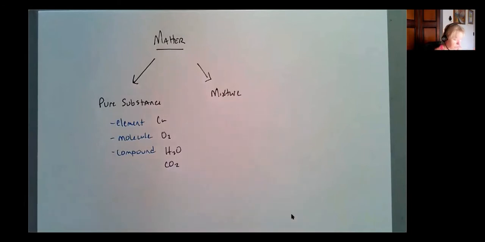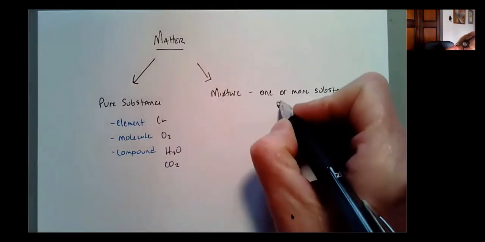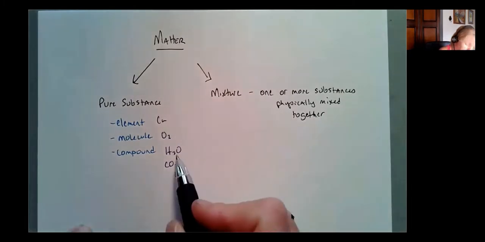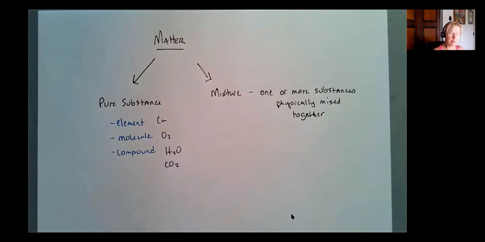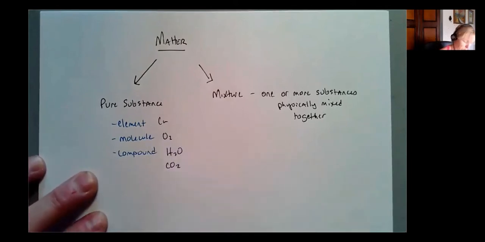A mixture is one or more substances that are physically mixed together. The difference between a mixture and, say, a compound is that in a compound they're chemically bonded together, while in a mixture they're just physically mixed. So a mixture can be physically separated, either by boiling off water or by filtering, things like that. A compound has to be chemically separated through a chemical reaction.